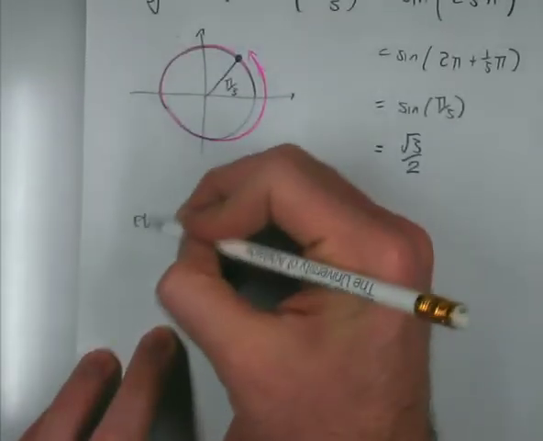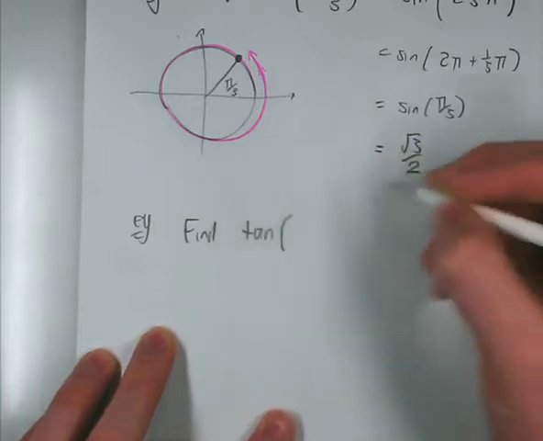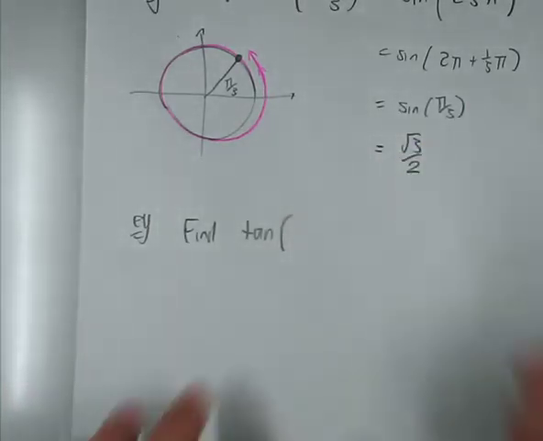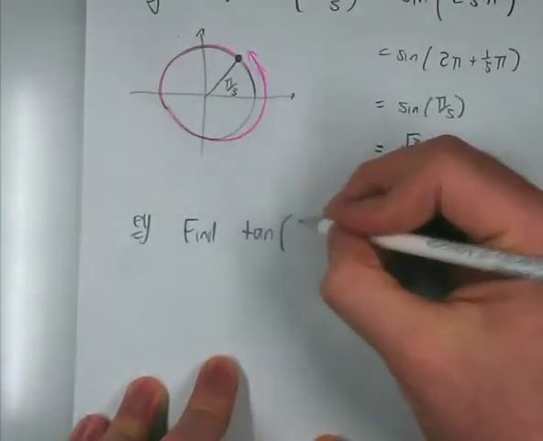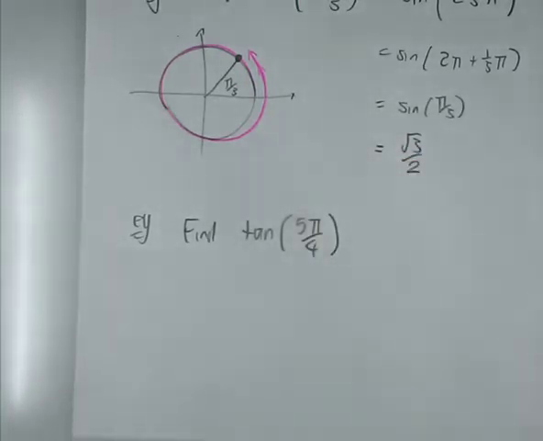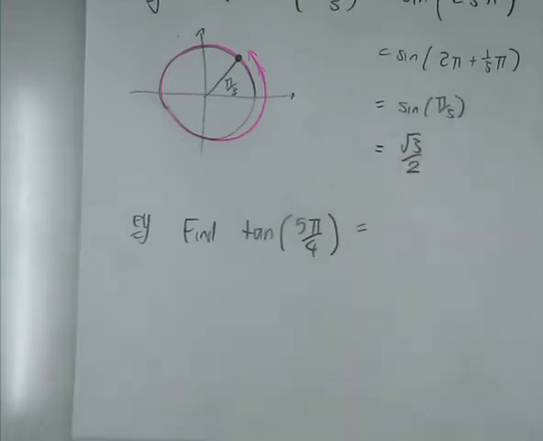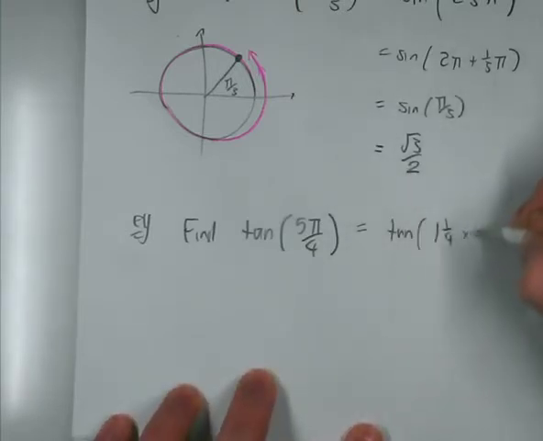So what if we did tan of 5 pi on 4? Okay? Well, I need to think of that as a mixed number. What is 5 pi on 4? Well, 5 quarters. Well, 4 quarters would be 1 whole, so it's actually tan of 1 1/4 times pi.